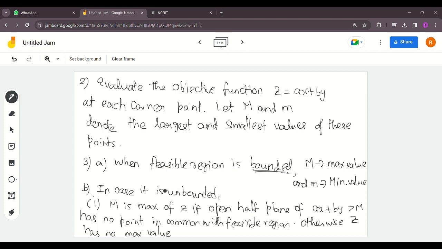Now in case the given region is unbounded, this is not important from the exam point of view. Just now I am explaining. M is the maximum of Z.